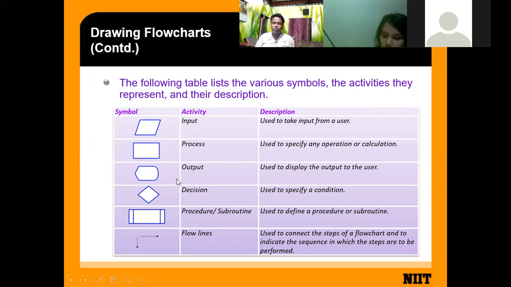And for output, this box is used. This one is for output. Sometimes you have to process your statement based upon a condition. So for that we are using a decision making symbol here. Okay. So I just covered these 4 symbols. So in the next class, I will cover the other symbols.